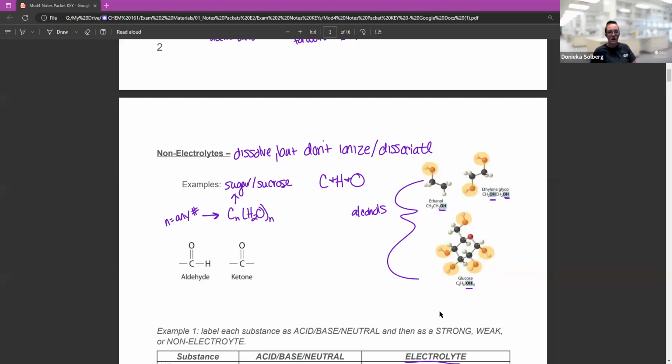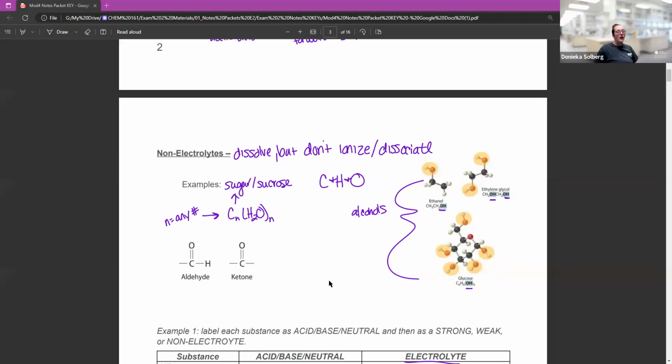So our 3 categories are strong, which are ionic things, and strong acids and bases. I'm going to go down here, weak, which is covalent things, or sorry, non-electrolytes, which are covalent things, and then weak electrolytes in the middle are weak acids or bases.